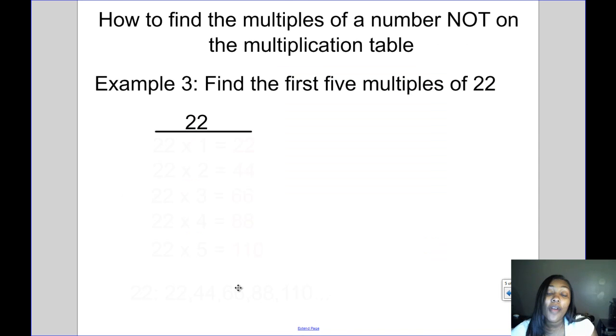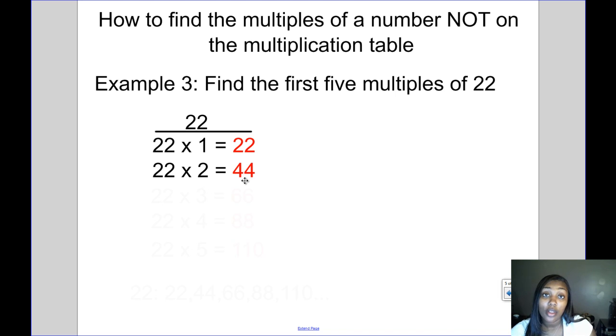So how do you find the multiples of a number not on the multiplication chart? Because the multiplication chart only goes up to the number 12. So now we want to find the first 5 multiples of 22. Well, first thing we do is do 22 times 1, and that will give us 22. Then to find the next multiple, you're going to do 22 times 2, and that gives us 44.